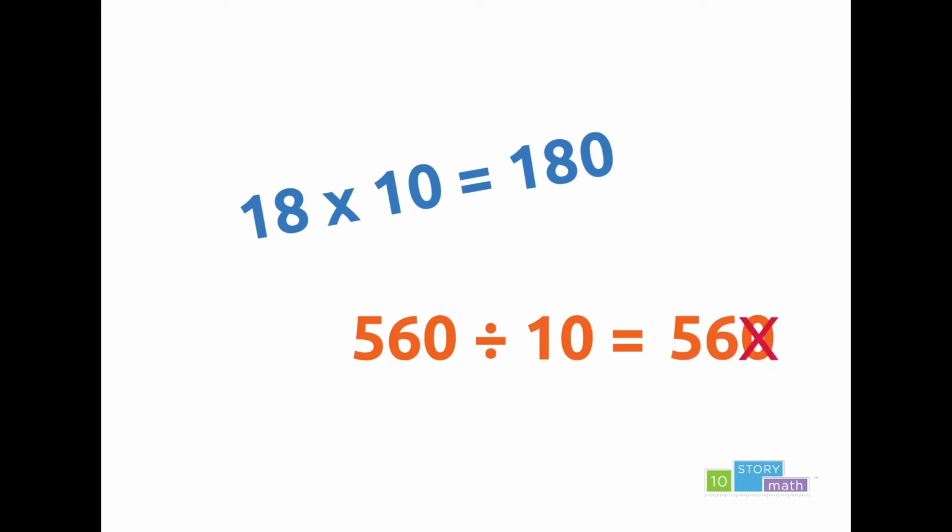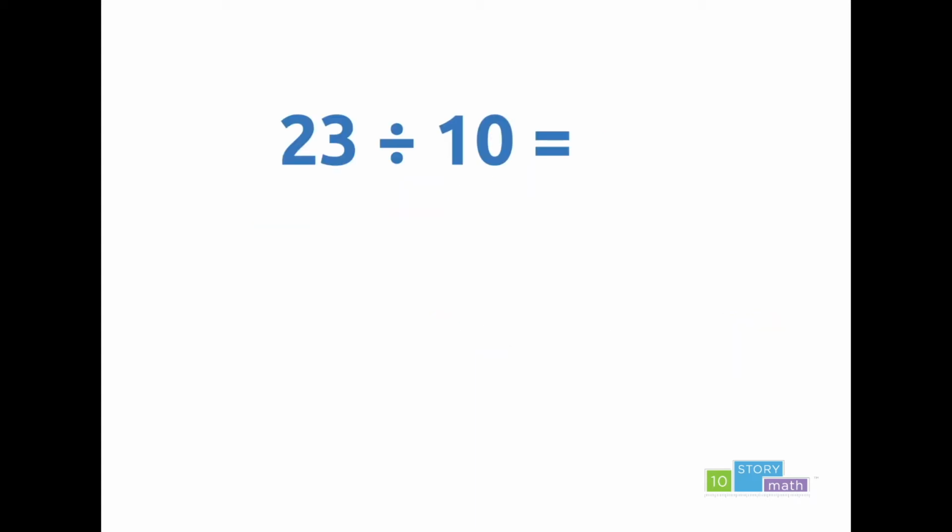This was really great advice at the start, and I know that my dad had the best of intentions. But this trick caused me a lot of problems. Take, for instance, the following problem. 23 divided by 10. There are no zeros to get rid of. Should I just cross off the 3?